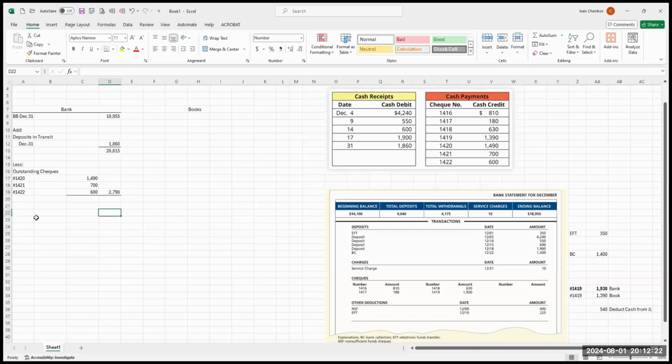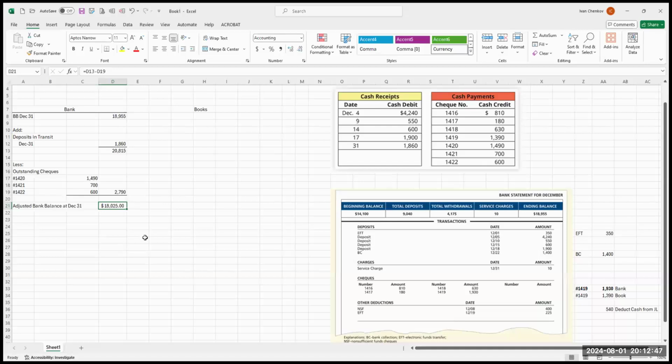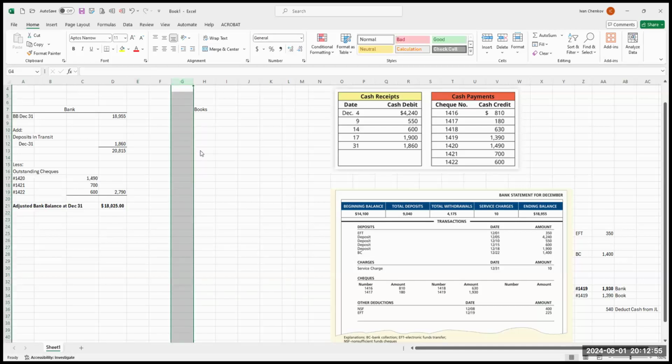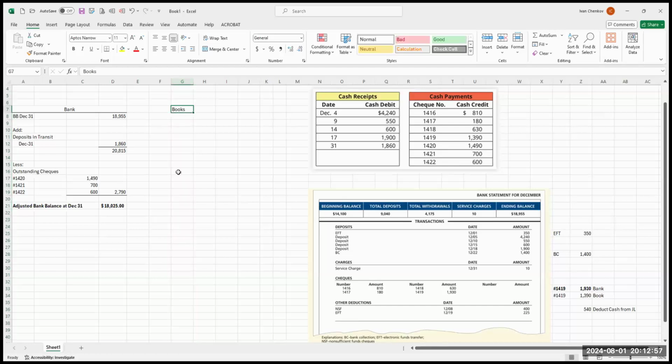Once we deduct that cash, we're going to get the adjusted bank balance at December 31st. That will be, again, this amount minus that amount. And that's going to be $18,025, which should be our ending balance in our bank account. Somehow, magically, we have to have that number once we finish our exercise with the books. Now the books, what do we have to do with the books?